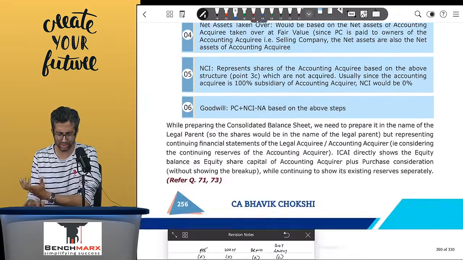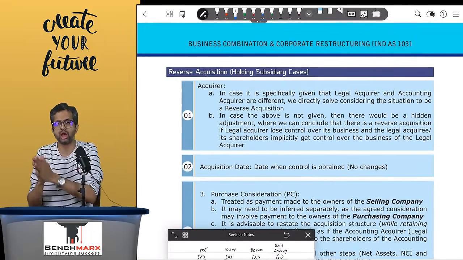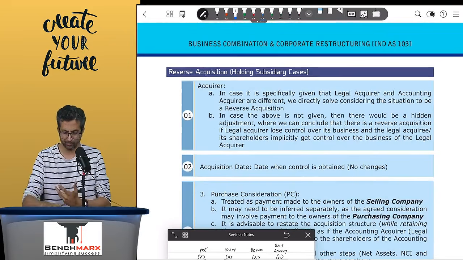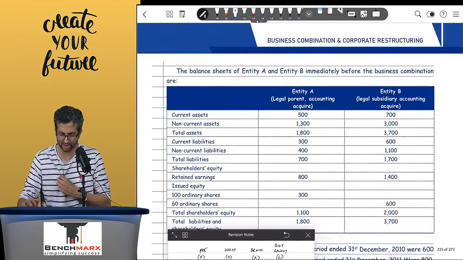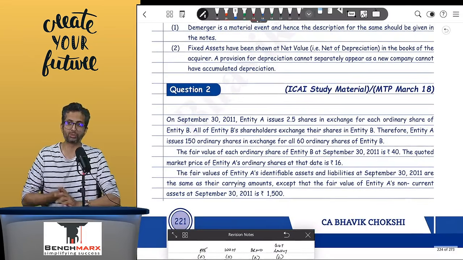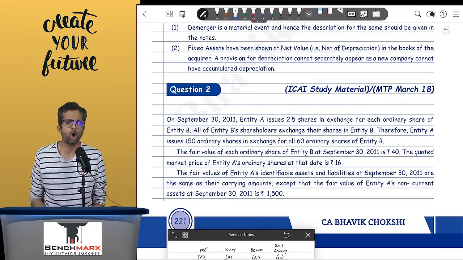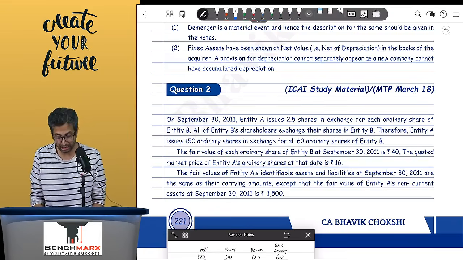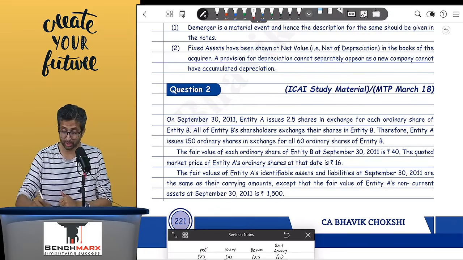So a lot of this theory is there, but we'll probably review and do the workings for both of these questions independently. So we will first do, I think we will go to question number 2, which is similar to 71. Now for this we have a separate video altogether on reverse acquisition for this question on YouTube. If you want to do it in detail, you might as well refer to that video. So this is question number 2, where there's a reverse acquisition which is happening in the holding subsidiary setup.